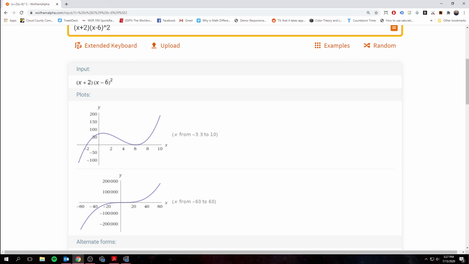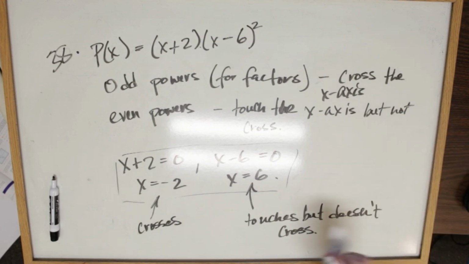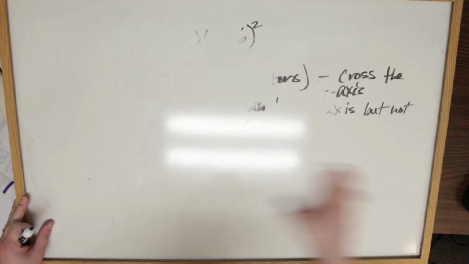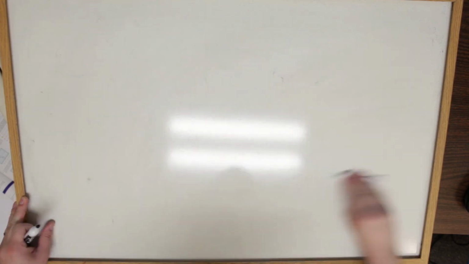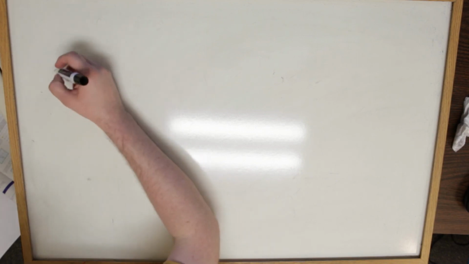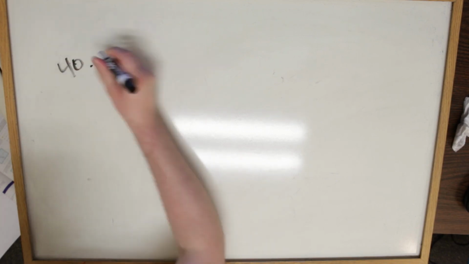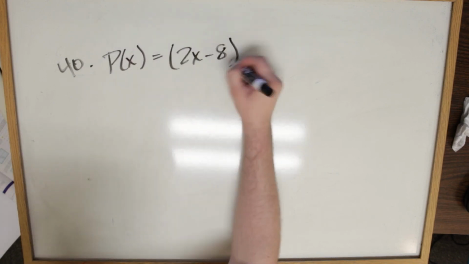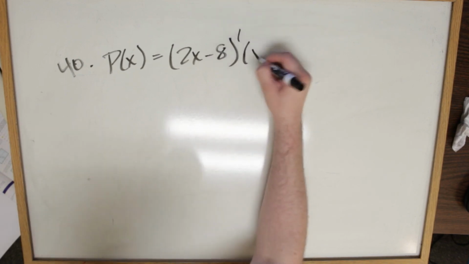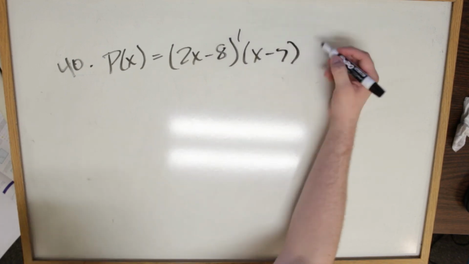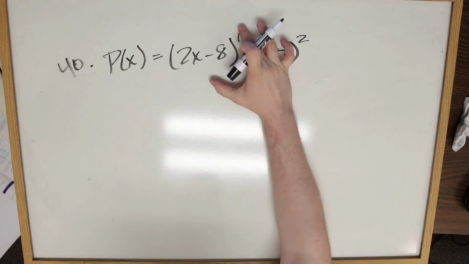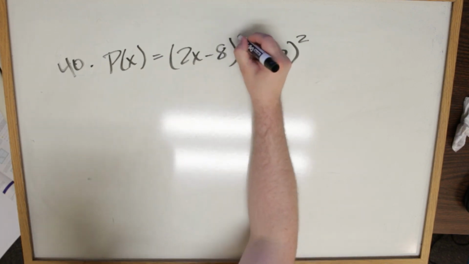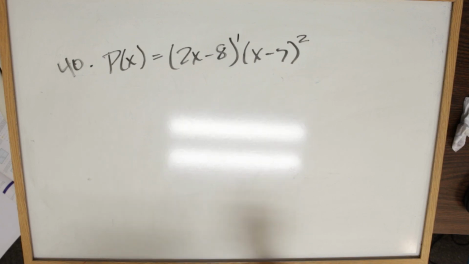All right, let me go ahead and switch back. We'll do one more example, something a little bit bigger. For question 40, same idea. P of x is equal to 2x minus 8 to the first, x minus 7 squared. Now, here's the thing. When they give you the question, they won't put that to the first power. I usually just do that so I can spot it real quick.